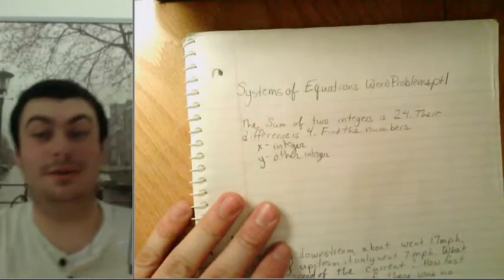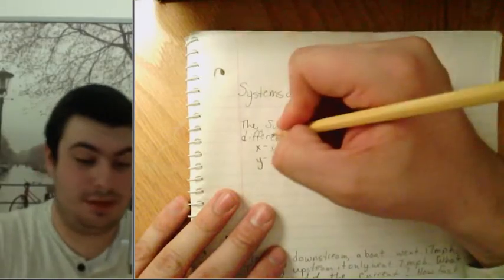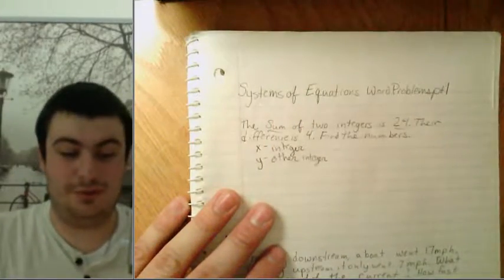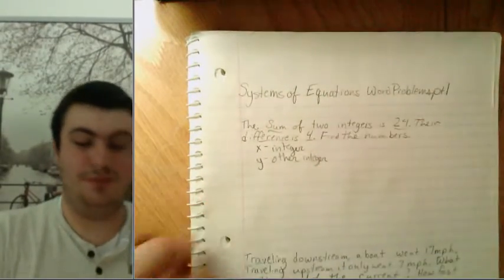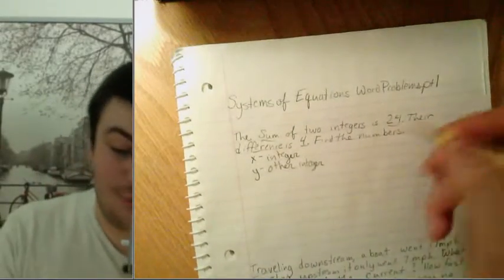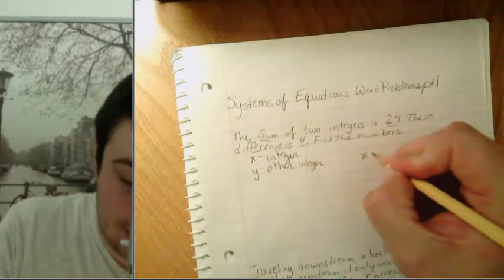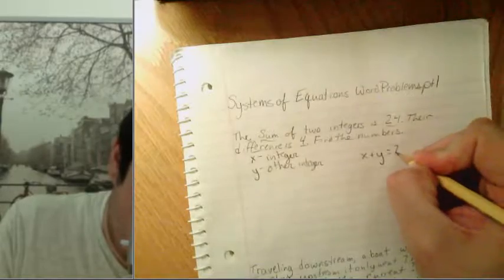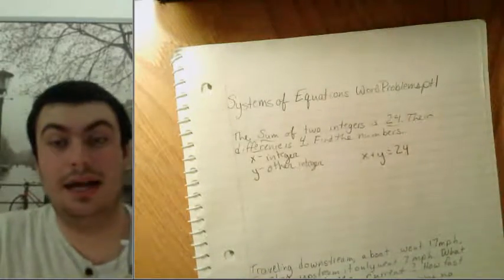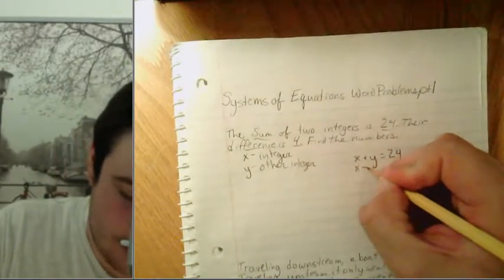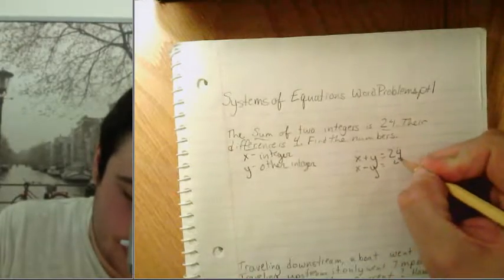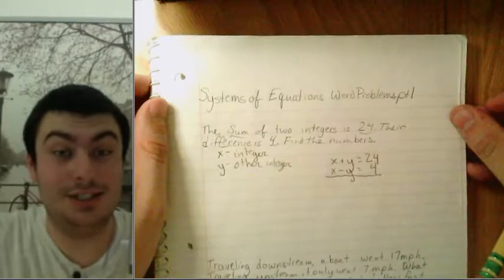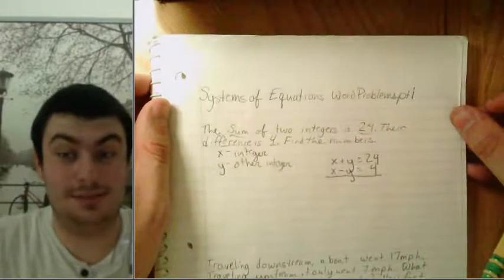We need to read the question again. The sum of two integers is 24, and their difference is 4. Find the numbers. So their sum, when we take x plus y, that's 24. And their difference is 4, so x minus y equals 4. Now we can use elimination like we know how to do when we do systems of equations.